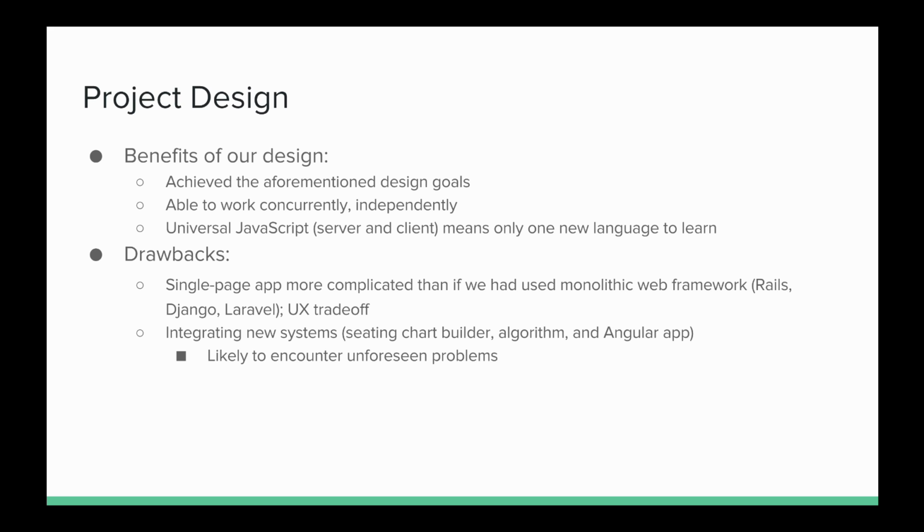Another drawback of our application is that when we separate our app into smaller components like this, it is good, but then at some point we have to bring them back together, and sometimes you encounter unforeseen problems when this happens. Our classic example was when we had to integrate the seating chart builder into the Angular app and also communicate with the Node API, then invoke the Java algorithm. Until you actually do that, there are problems that you're not going to run into. So those were some main benefits and drawbacks of our design.